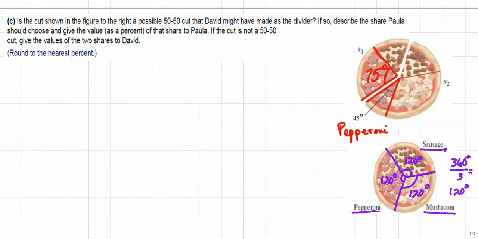Okay? Now what we're going to do is remember that this one right here is 120 degrees. And we're going to assume that this one is split in half. And this will be 60 degrees here and 60 degrees here. And so now we can go ahead and assign values similar to what we did previously. We're going to use David's preferences.